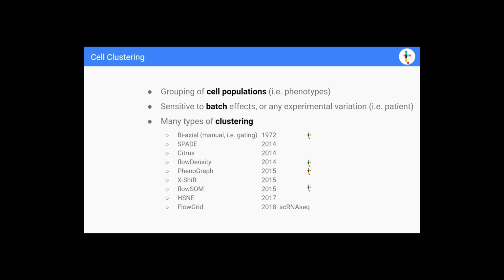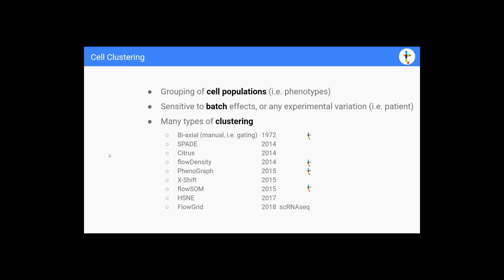Okay, let's talk about cell clustering. It's very important. It's basically the algorithms that I'll be talking about that group cell populations based on their markers. And these populations represent phenotypic populations, and this is exactly what you want to achieve with flow cytometry, to be able to look at the populations.